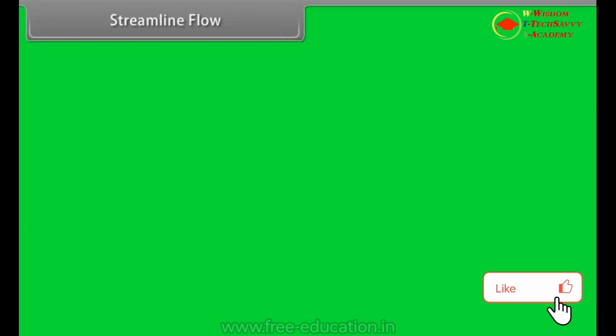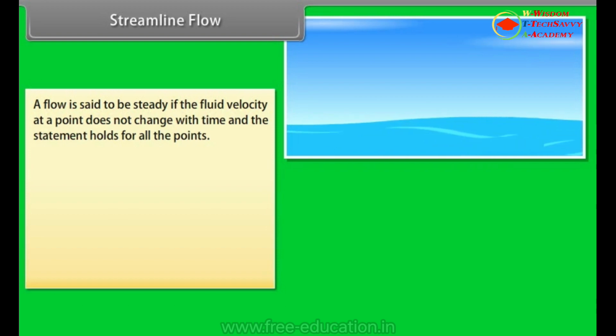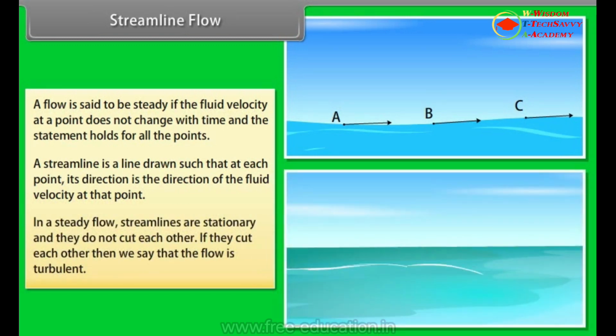Streamline flow. A flow is said to be steady if the fluid velocity at a point does not change with time, and the statement holds for all the points. A streamline is a line drawn such that at each point its direction is the direction of the fluid velocity at that point. In a steady flow, streamlines are stationary and they do not cut each other. If they cut each other, then we say that the flow is turbulent.